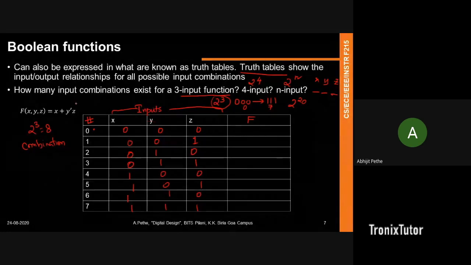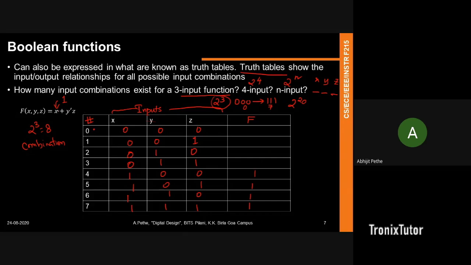So let's look at this. When x is 1, this function is going to be 1 no matter what y and z are. No matter what y and z are, if x is 1, this function is going to be 1. So for values from 4 to 7, x is always 1. So no matter what y and z are, f is always going to have the value 1.